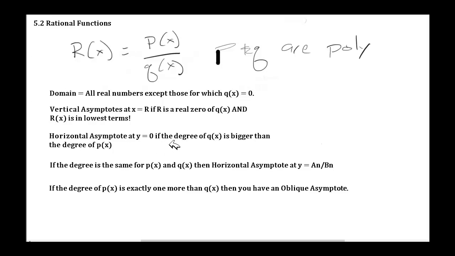Horizontal asymptotes. If the degree is bigger on the bottom than it is on top, then you have one at y equals 0, because this is horizontal, so it's y equals, whereas vertical asymptotes are x equals something, because they're vertical asymptotes. If they have the same degree, then you have one at the ratio of the coefficients. And if the degree on top is exactly one more than the bottom, then you have what's called an oblique asymptote. So let's take a look at a couple examples.